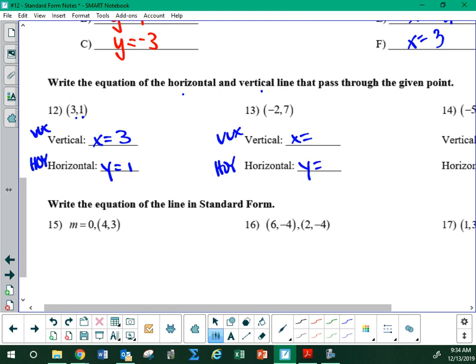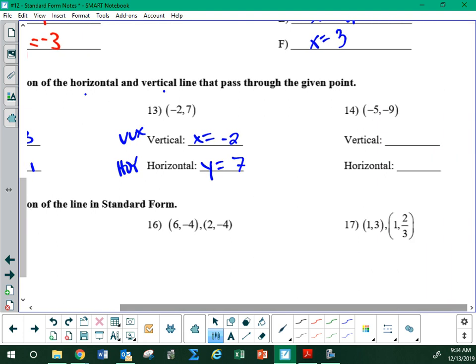Alright, for my vertical line, for number 13, what does x equal here? Negative 2. What's my horizontal line? Y equals what? Y equals 7. Alright, so again, Bucks, x equals, Hoy, y equals. So for number 14, x equals what? Negative 5, good. And y equals? So, Bucks and Hoy, just a reminder, a refresher.